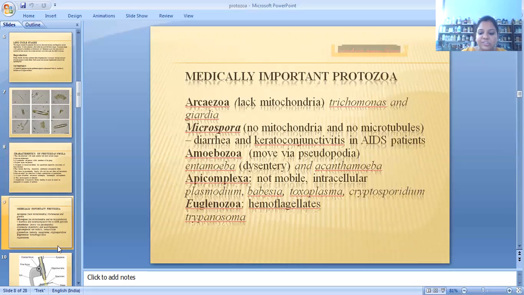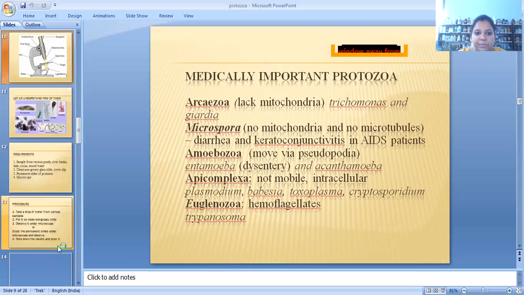Now let us understand how we will be preparing slides. But before that, you should be aware of the names of a few protozoa. So here are some of the medically important protozoa, which are responsible for causing disease or affecting us in some other manner.